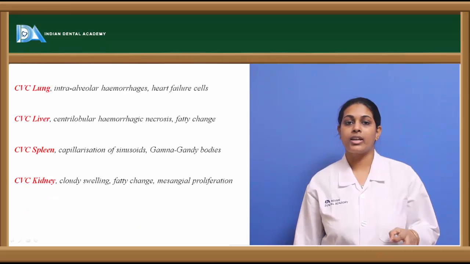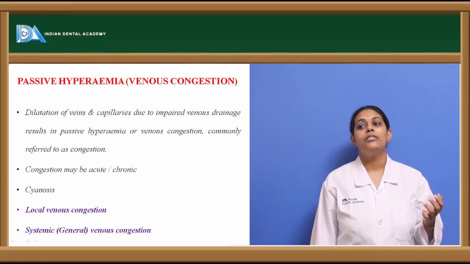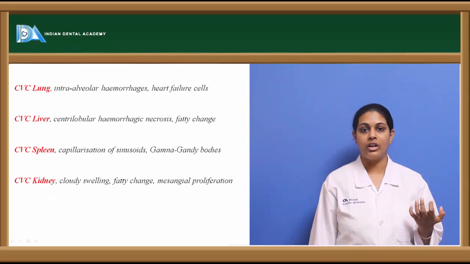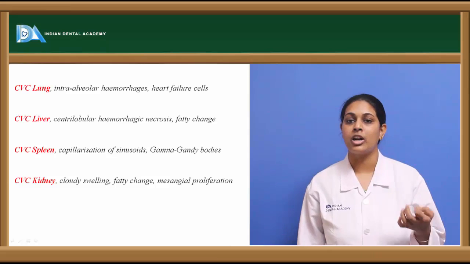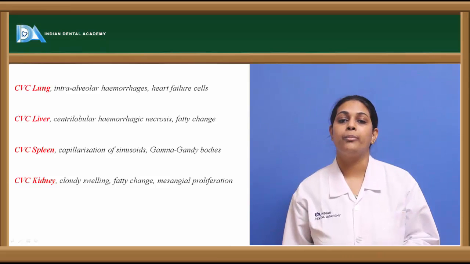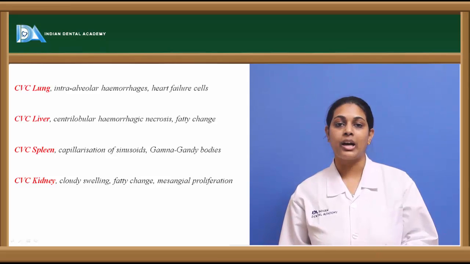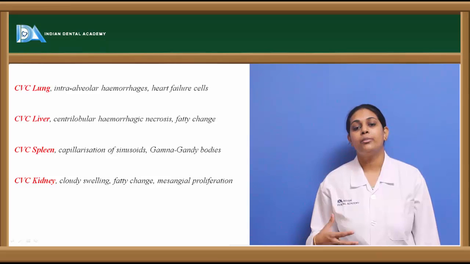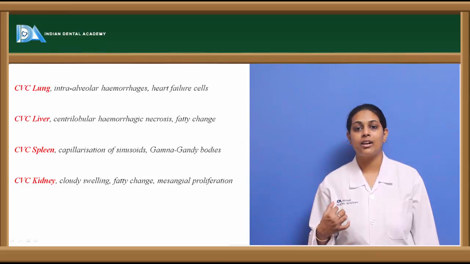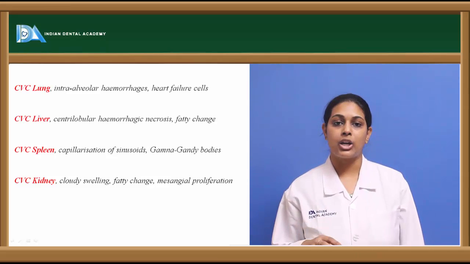Coming to the particular organs which are being affected by this congestion, chronic venous congestion of the lung can be characterized when it affects the lung. It is mostly seen in left heart failure, and usually macroscopically, that is a gross specimen, the lung appears heavy as well as firm in consistency. And microscopically, we see that there are hemorrhagic areas within the alveoli, and this condition is known as intra-alveolar hemorrhage. Other than that, we also see certain heart failure cells.